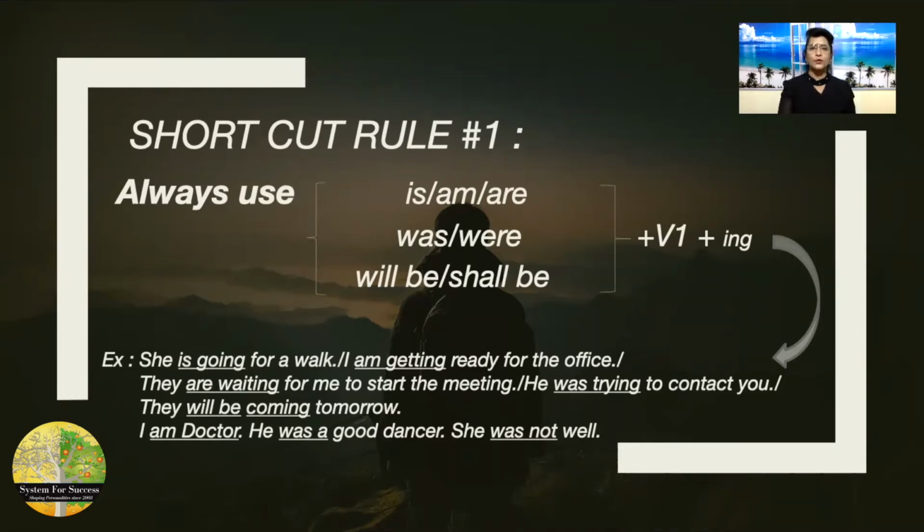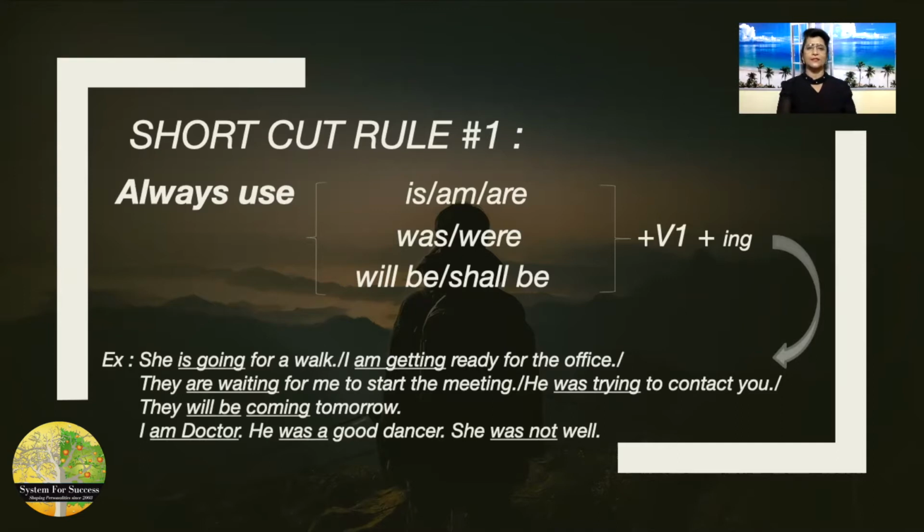Now, I'm going to ask you a few sentences and you will have to share your opinion whether these sentences are right or wrong. So listen carefully. I'm a doctor. Right or wrong? He was a good dancer. Right or wrong? She was not well. Right or wrong? Absolutely right. All these sentences are right.